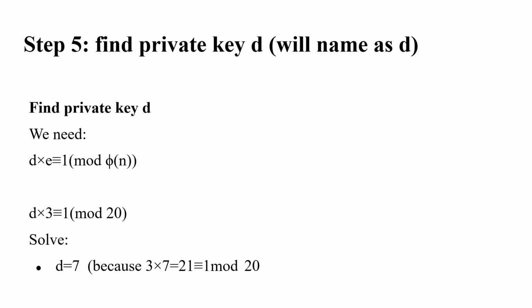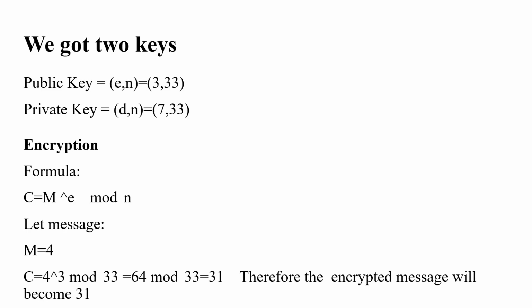So here 7 is a perfect example, because if I multiply 7 into 3, I will get 21. Now, have you seen that mod 20, isn't it? It is nothing but finding the remainder. So if I divide 21 by 20, obviously I will get 1, which means that is congruent to 1. So we have concluded that 7 is the perfect number for the private key. Moving on to the next one.